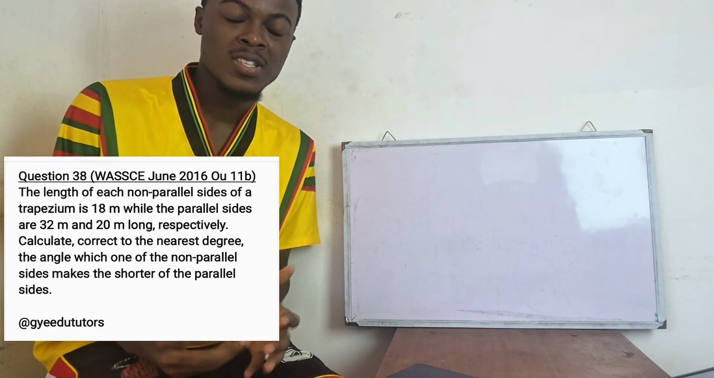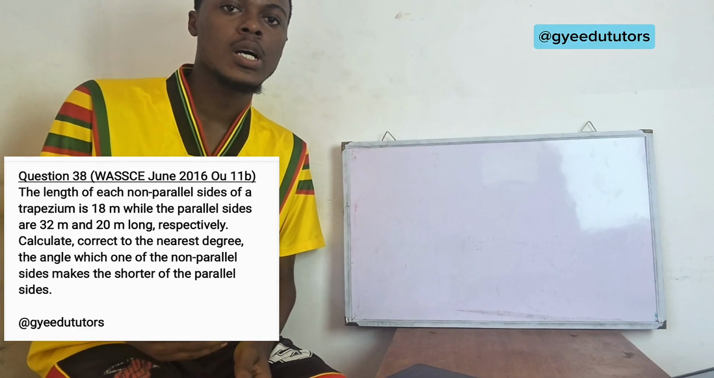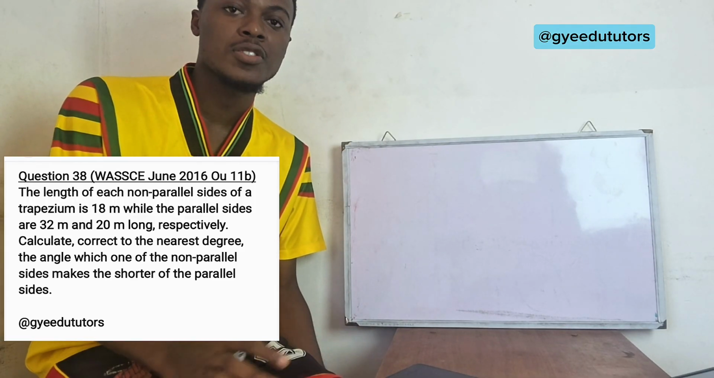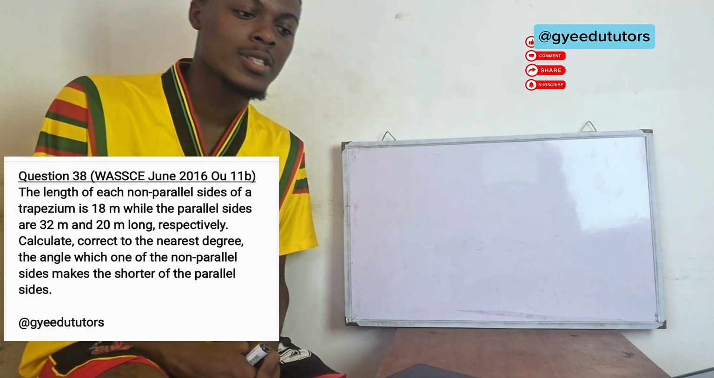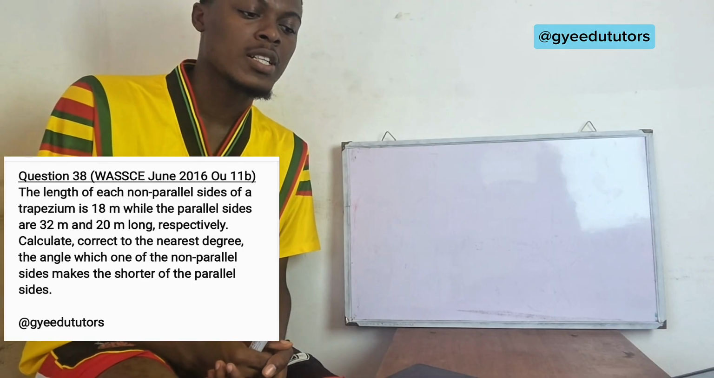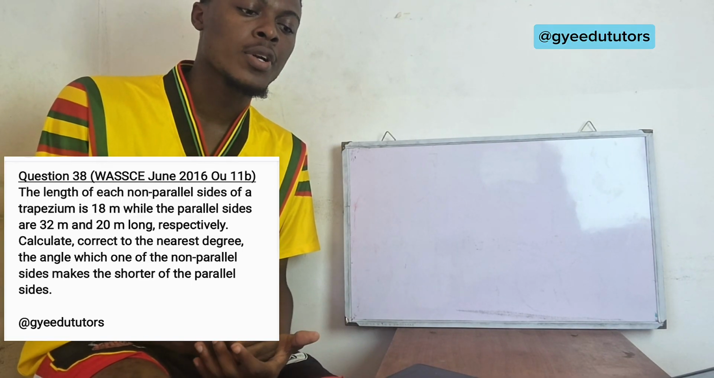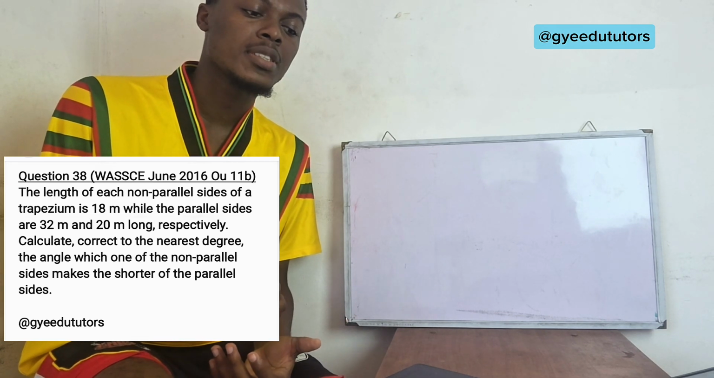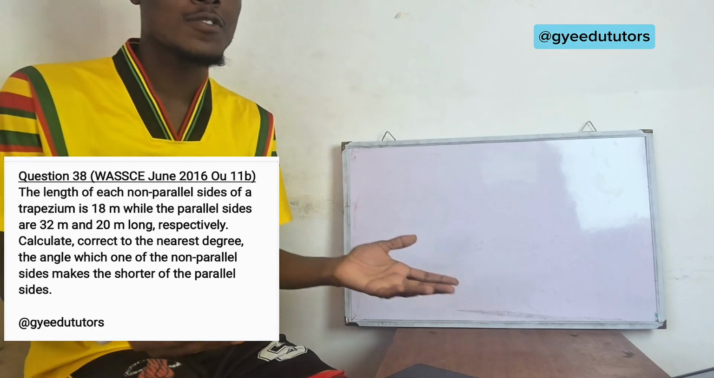There's a question someone sent, and they want us to do it together. The question is WASSCE June 2016, question 11b, under Mensuration 1. The length of each non-parallel side of a trapezium is 18 meters, while the parallel sides are 32 meters and 20 meters long, respectively. Calculate, correct to the nearest degree, the angle which one of the non-parallel sides makes with the shorter of the parallel sides. First of all, you have to picture what you are doing.